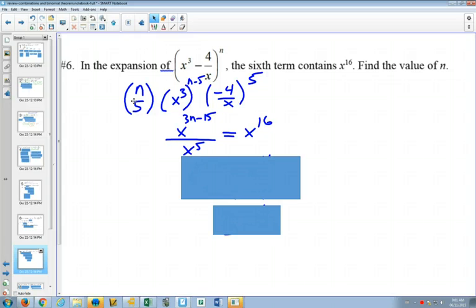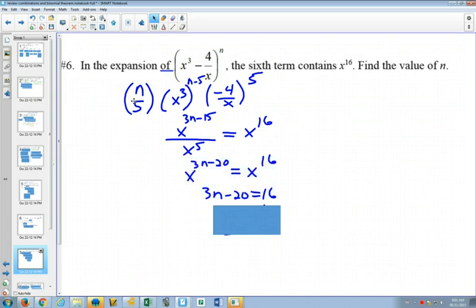So again, if you ignore the things that have numbers and just use your exponent rules, you know that the x has to have an exponent of 16 in the end. Solving for n then gives you n is 12. And it doesn't ask you to find the whole term, it just asks you to find the value of n, so then you're done.